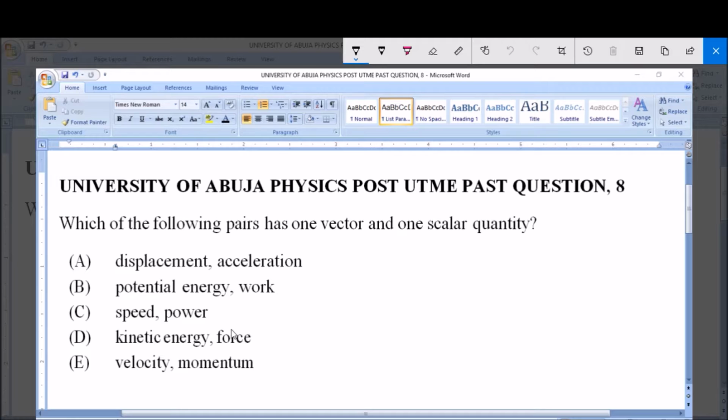C. Speed and power. D. Kinetic energy and force. E. Velocity and momentum. Now the question is asking us to tick the option amongst these that has one vector quantity and one scalar quantity, and ask yourself, what is a vector quantity?